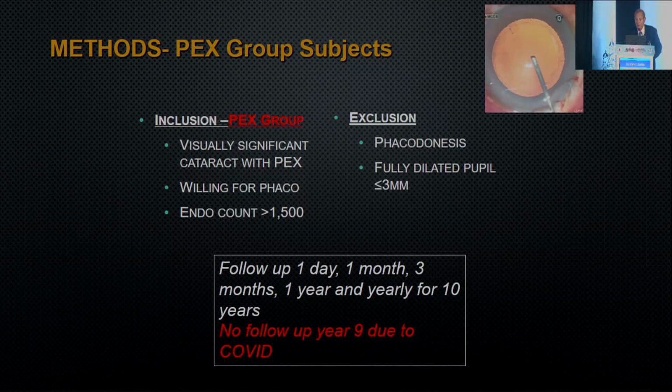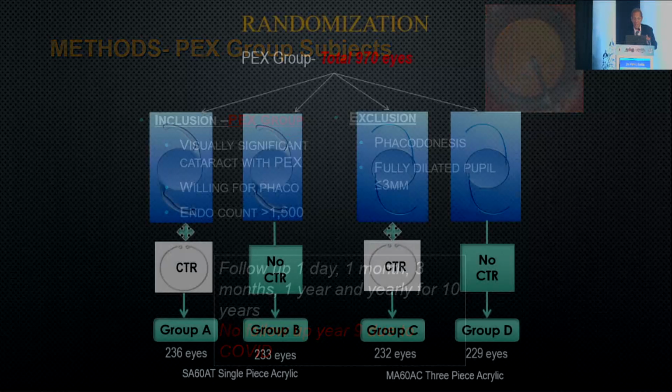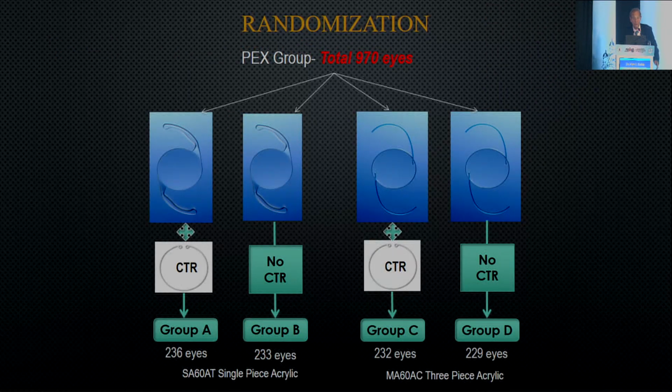We followed everybody up for a day, a month, 3 months, a year, and yearly for 10 years. And during COVID, we missed year 9. That was one of the things that happened. So these are the 4 groups. In the pseudoexfoliation group, either a 1-piece or 3-piece IOL, with or without capsular tension rings. And we have about 235 patients in each group.